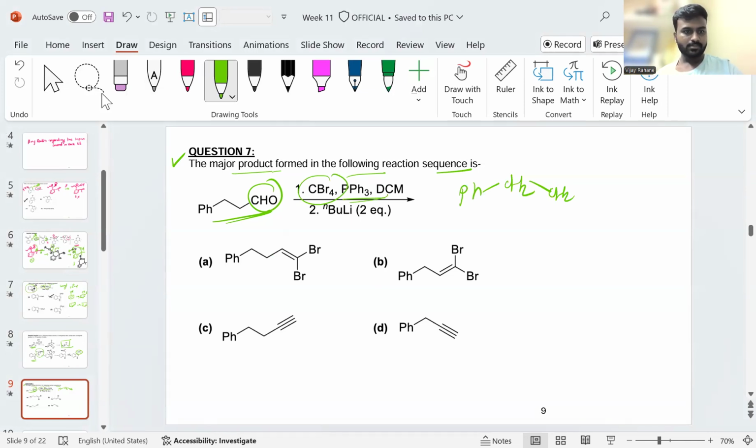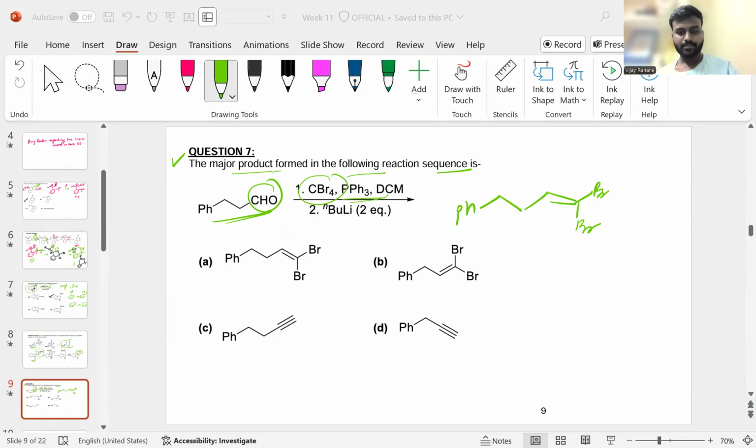So if I just draw it in this form, it will be easy to write down the intermediates. Br and the Br, and then in place of the butyl lithium, what happened?